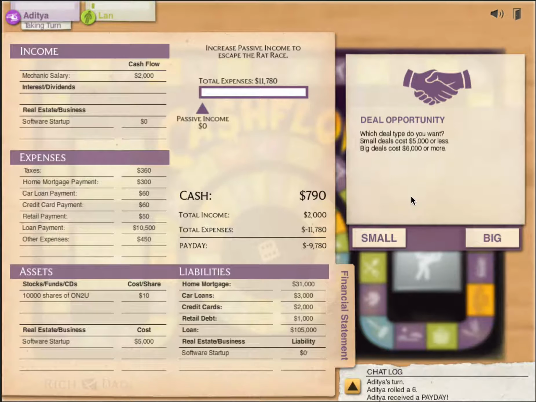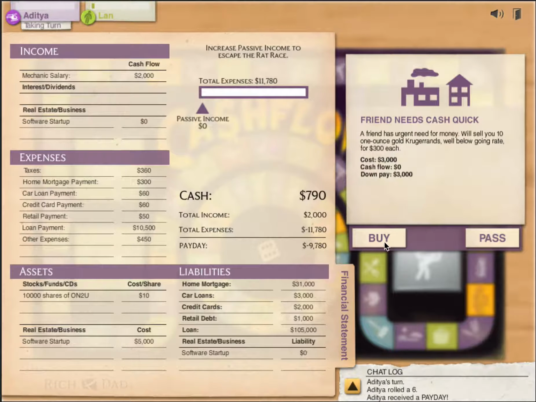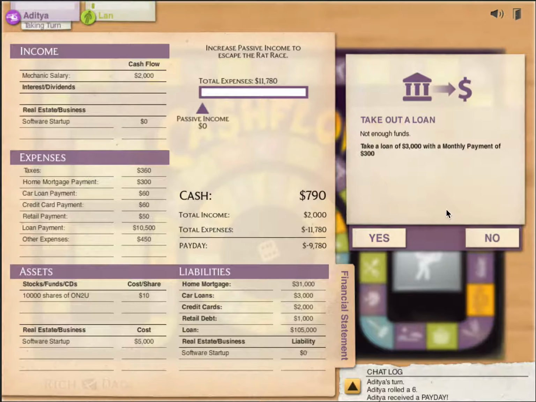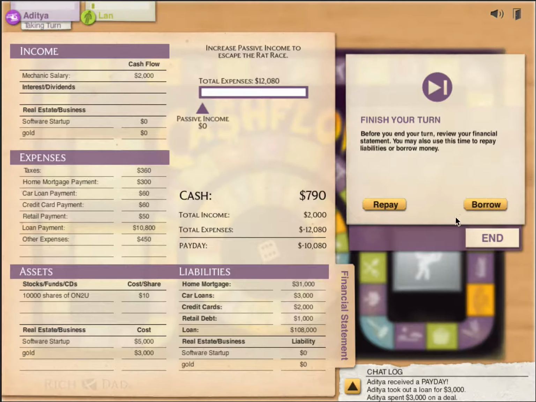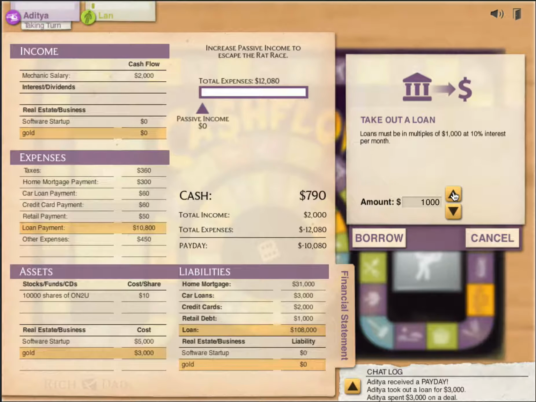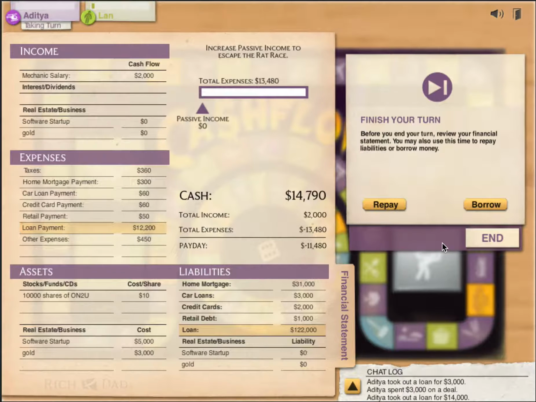I'm going to look for another small deal because now I'm trying to sell stuff. I'll go ahead and give my friend some loans, whatever. In real life maybe not, but it's a game. And let's go ahead and borrow some cash so we have enough for our payday.